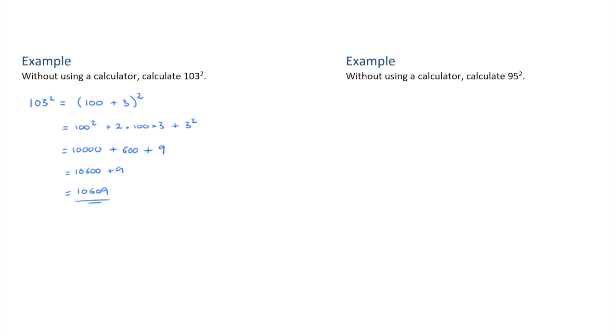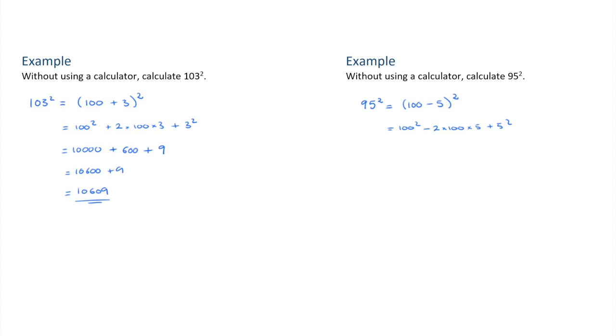Another example we have here, we're asked to calculate, without using a calculator, 95 squared. Well, in a similar way, we can say 95 squared is equal to (100 − 5)². Once more, we use our perfect square formula, that's (a−b)². So this should equal 100² − 2 × 100 × 5 + 5².